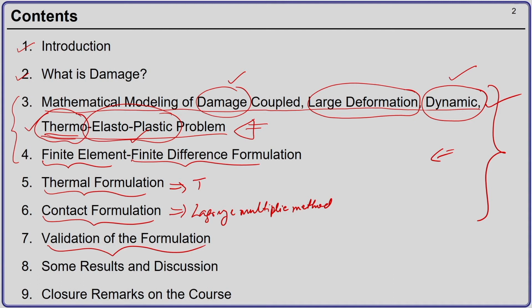Once you have done this and you are satisfied with your results, that is you have completed your validation, then we will see some of the results that we have obtained using the formulation that we have developed from step 3 to 6. And finally, I will conclude this course with some concluding remarks, what we have done in this course and what we have left out. And if you want to go into detail about various aspects of this course, then where to look for suitable literature. Okay.